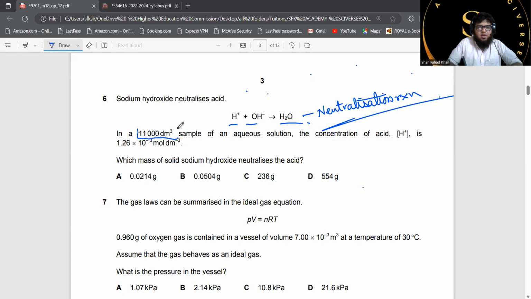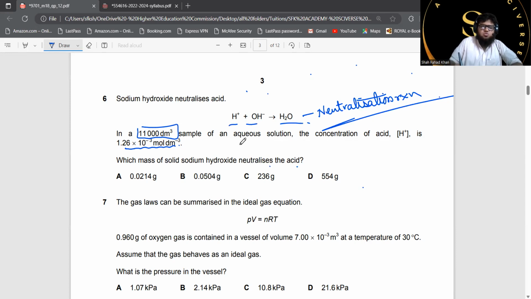Now, in an 11,000 cm³ sample of an aqueous solution, the concentration of an acid is this much. What is the mass of the solid sodium hydroxide that neutralizes this acid? Okay, so we just need to find out the mass of sodium hydroxide required to react with this particular amount of acid. The very first step is to find out the number of moles of the acid that we have.